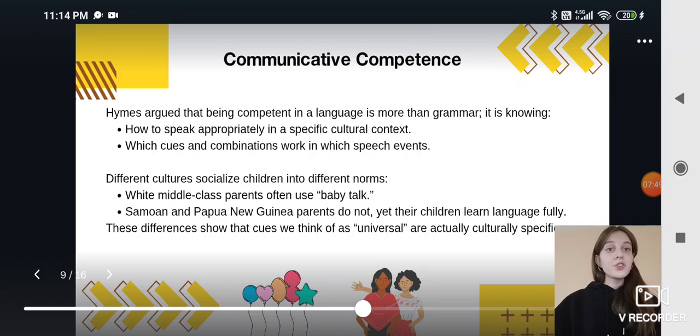Different cultures socialize children into different norms. For example, white middle class parents often use baby talk, while Samoan and Papua New Guinea parents do not, yet their children learn language fully. These differences show that cues we think of as universal are actually culturally specific.